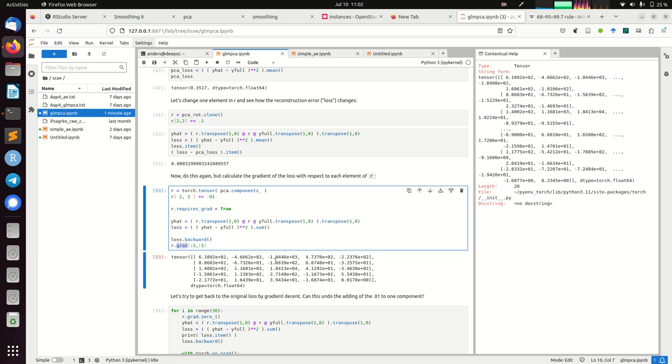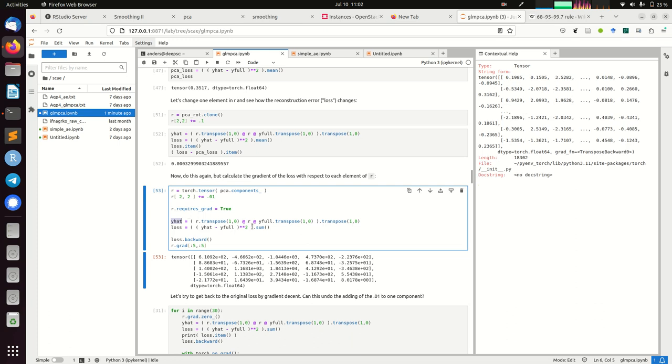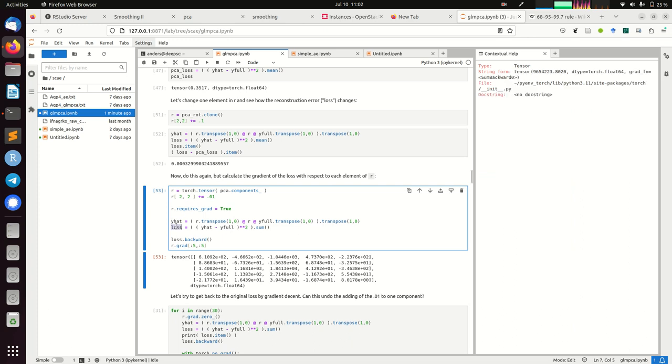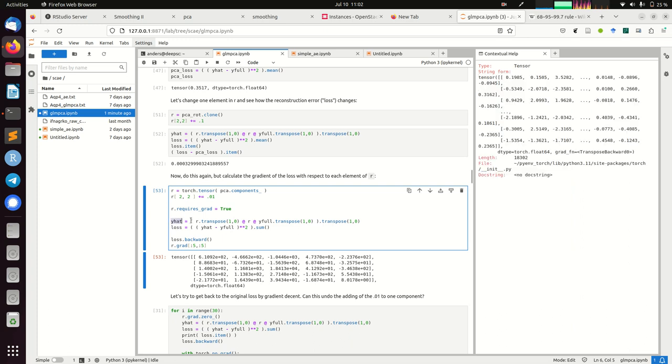And the way this works is because I told it that I will later need the gradients with respect to R. So whenever I do any calculation which involves R, it now will build a graph, or a calculation tree, which tells me for each new thing how it is connected. So it will store how y hat is connected to R over which calculations. And it will mark y hat as also a tensor which needs a gradient. And then loss is also a tensor which needs a gradient.